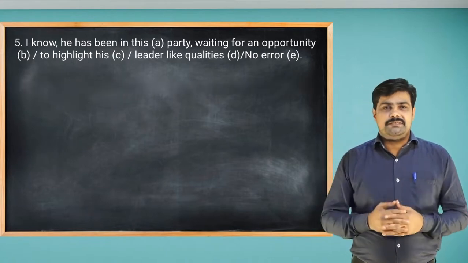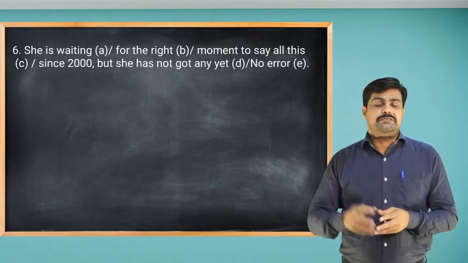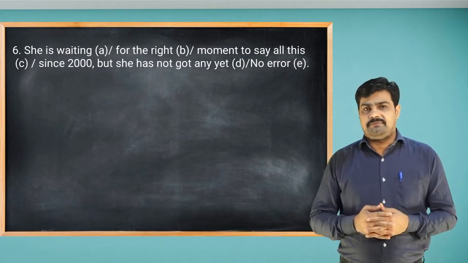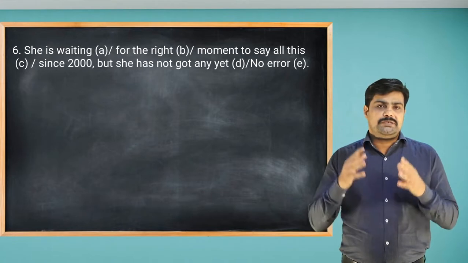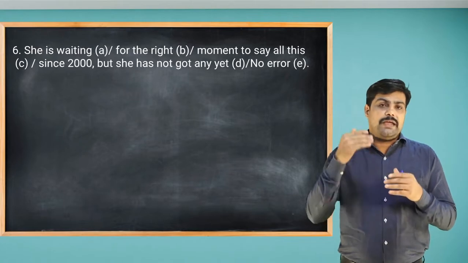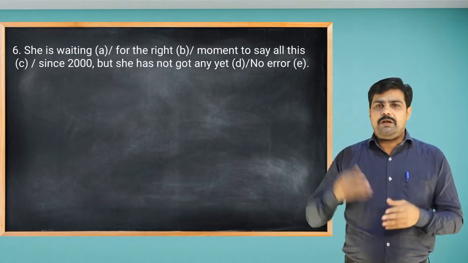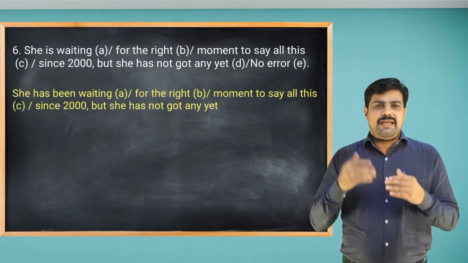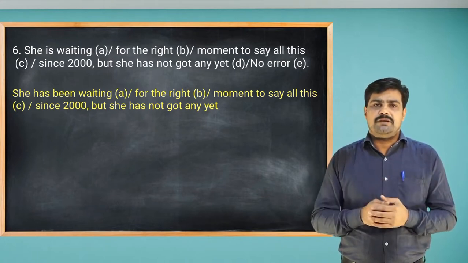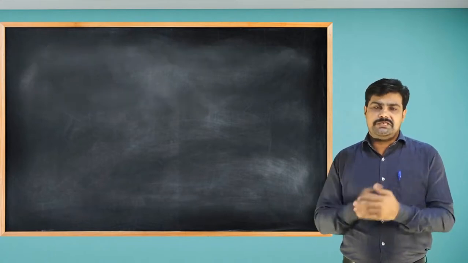Let's take another sentence. She is waiting for the right moment to say all this since 2000, but she has not got any yet. Well, we know preposition since is used in perfect continuous tenses. So remove is from part A and use has been. Now it is the correct sentence before you. She has been waiting for the right moment to say all this since 2000, but she has not got any yet.